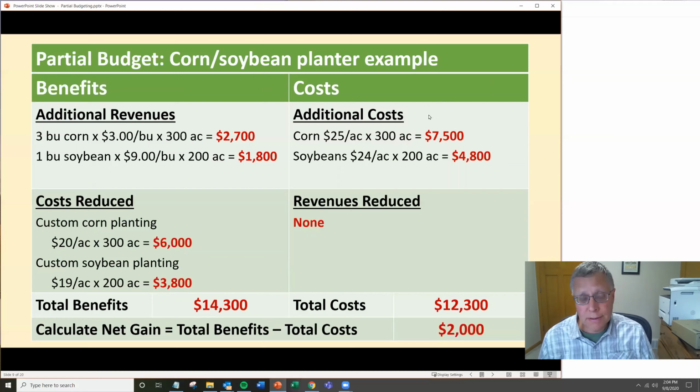What are these new costs going to be? You're going to pay to own and operate and maintain a planter. You're doing some work, and I'll show you some numbers where these could come from. For corn, you're estimating about $25 an acre to do it yourself. Soybeans, about $24 an acre, so 25 times 300 is 7,500. 24 times 200 is 4,800. And then for the revenues that are lost, I could come up with none, so that would be a 0. So you add those up, 7,500 plus 4,800, and you get 12,300.